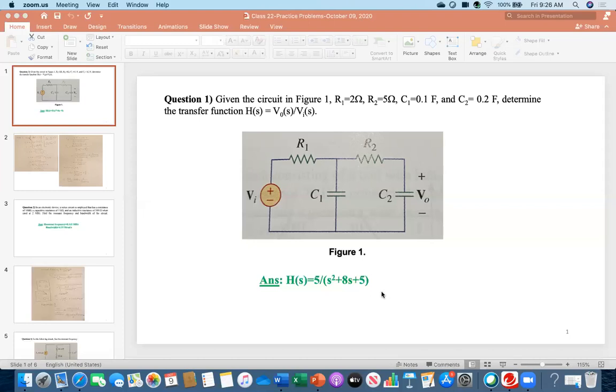In your transfer function, the numerator and denominator might initially be different, and then you simplify. So finally see that you are getting this result after simplification. You see, in the numerator there is only 5 and in the denominator s squared plus 8s plus 5. So please bring it to this format.